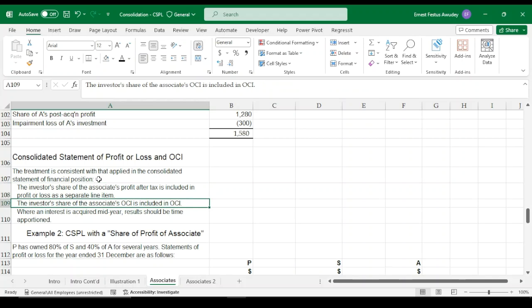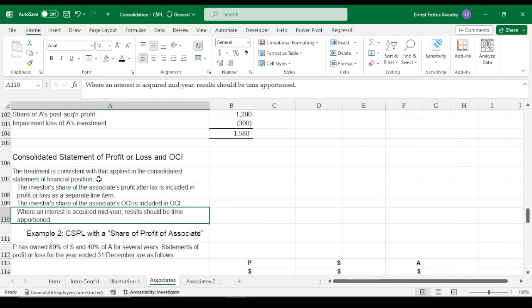And then the investor's share of the associate's OCI is also included within our OCI. Where interest is acquired mid-year, the results of the share of the profit of the associate should also be time apportioned. So when it is a mid-year investment, then the amount should be time apportioned as such.